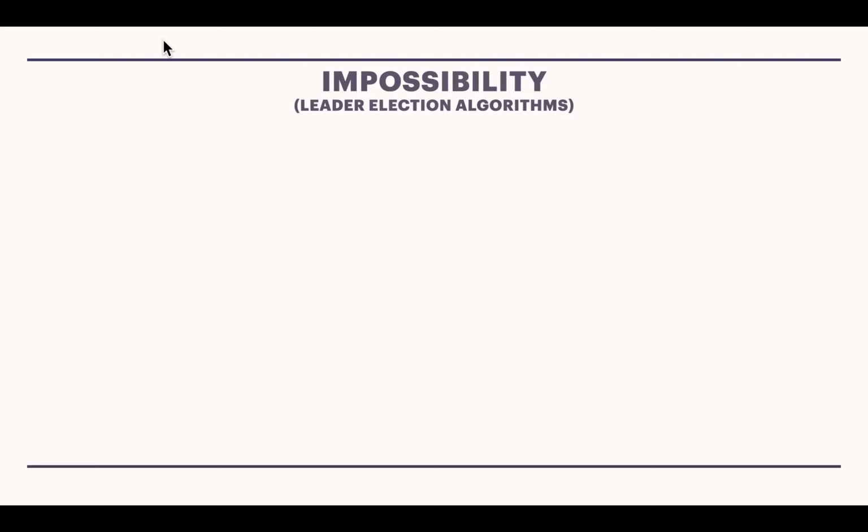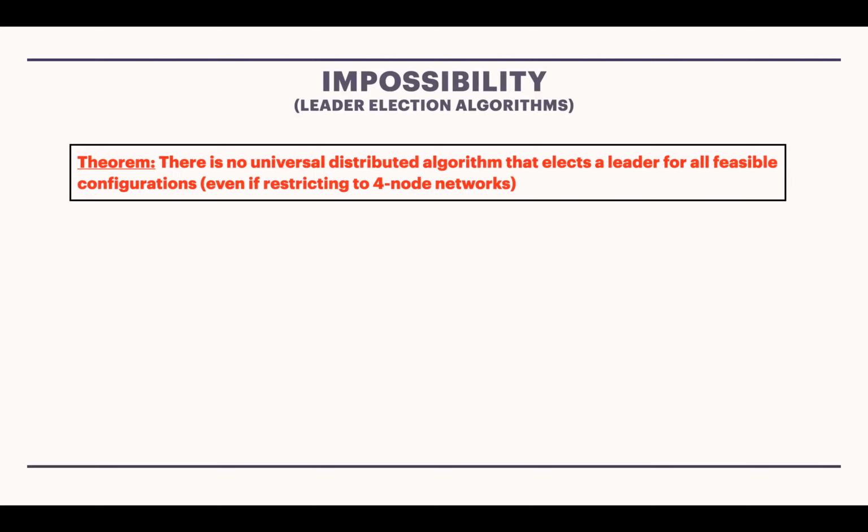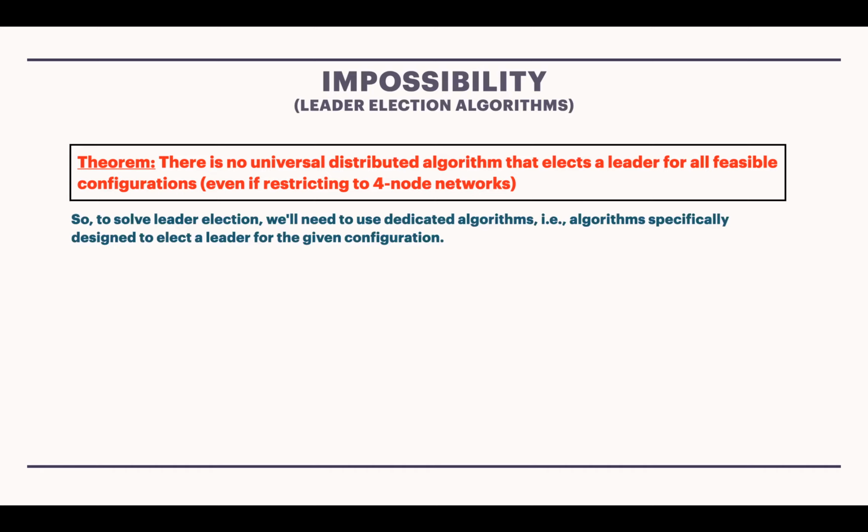Let's discuss the answers to these questions. First, let's talk about the bad news. We proved that there is no universal distributed algorithm that elects a leader for all possible configurations, even if we restrict to 4-node networks. Basically, there's no hope of constructing a single algorithm that can solve leader election in all of the feasible configurations. And so we're going to have to think about dedicated algorithms that work for specific configurations or for specific classes of configurations.